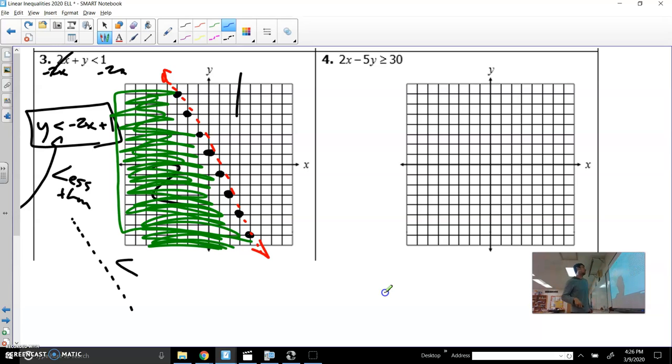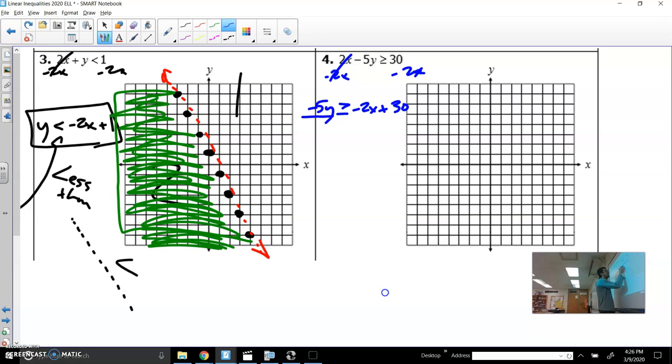So let's try one that's a little harder. That one only had to subtract 2x and you were kind of done. Let's do one that takes more than just 1 step. So I want to subtract 2x to the other side, -5y. Some students just put 5y there. That's a place where you can miss it because you lost that negative there. -5y is greater than or equal to -2x plus 30.